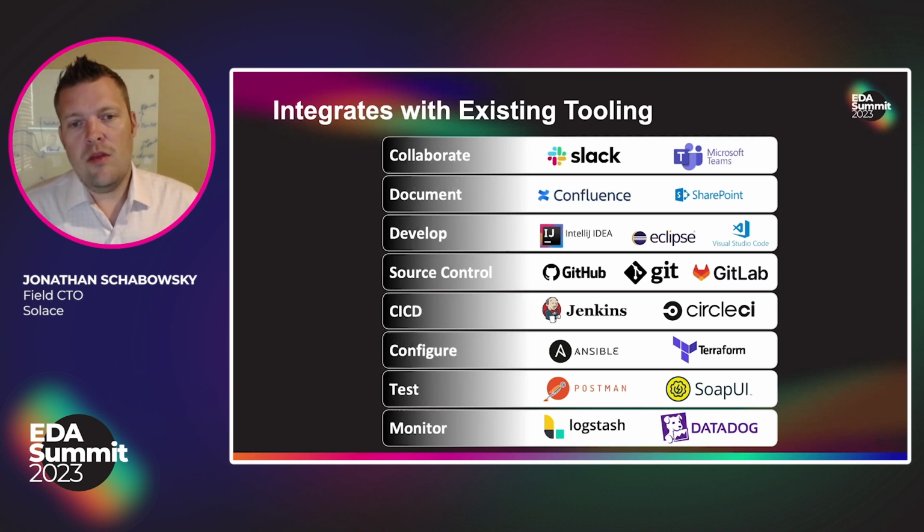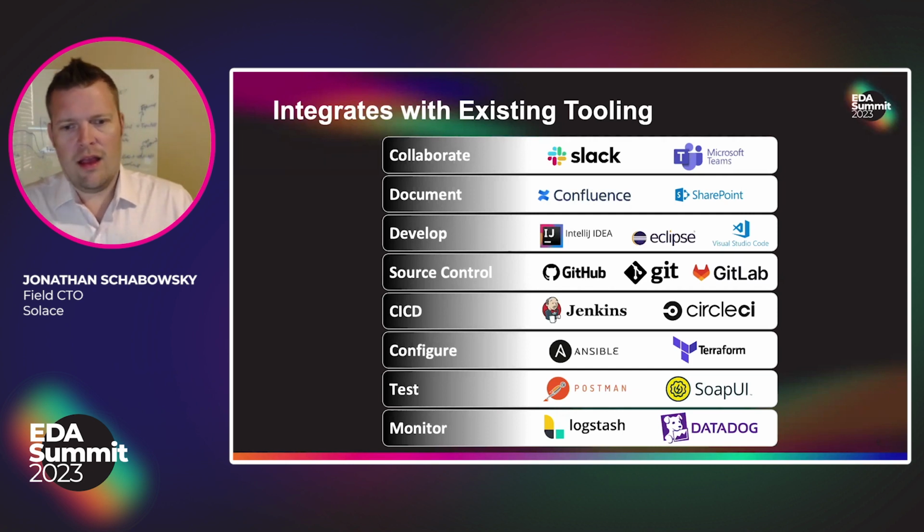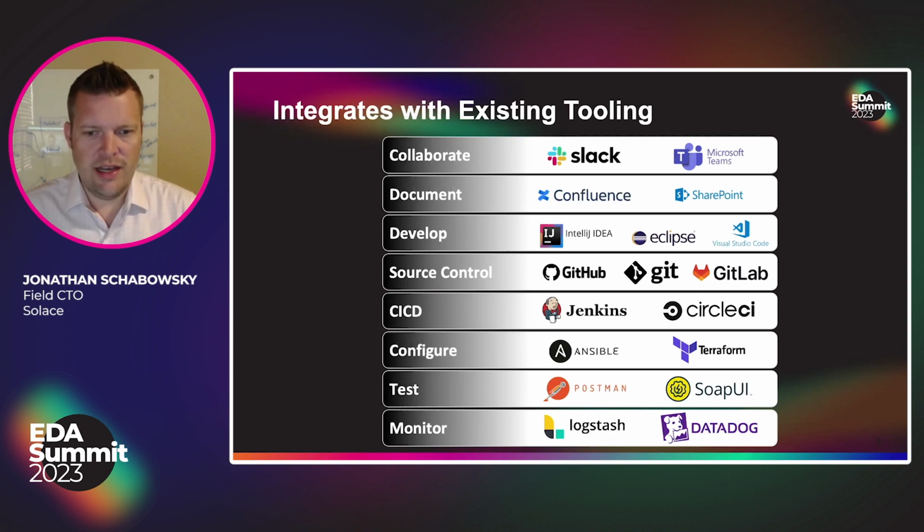Maybe you want to develop new event-driven applications in tooling like IntelliJ, where you'd like a plugin that automatically allows a developer to see the catalog, right-click on things, import them into their projects, generate code, etc. Of course, source control, you want to leverage GitHub Actions, all of these kinds of things leading to your CI/CD pipeline, the configuration of the Kafka cluster itself. And finally, you want to be able to test and monitor.